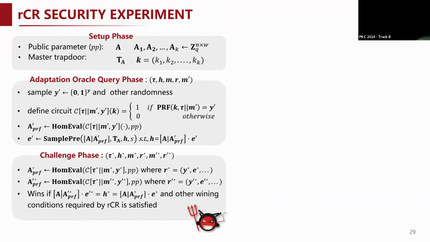We can prove the restricted CR of our tagged chameleon hash based on the CIS assumption. Here we give a high-level overview of the security proof. Recall that the adversary can make multiple adaptation queries and receive the corresponding randomness R prime, and the adversary aims to provide a valid collision to satisfy the winning conditions.